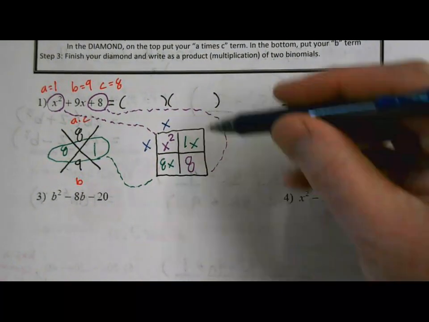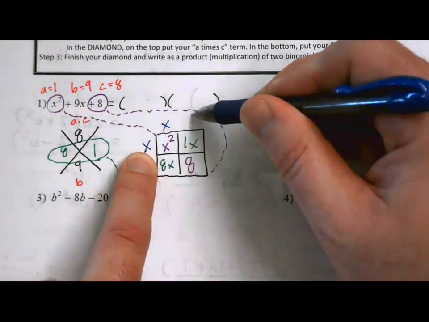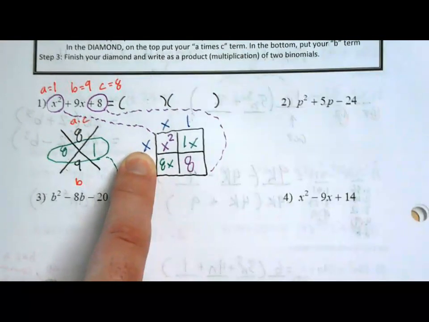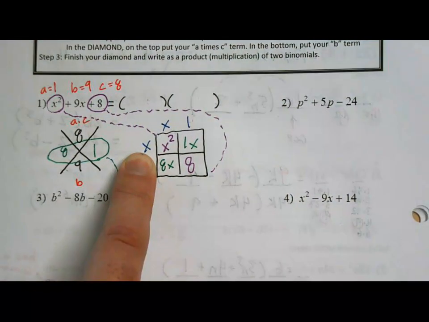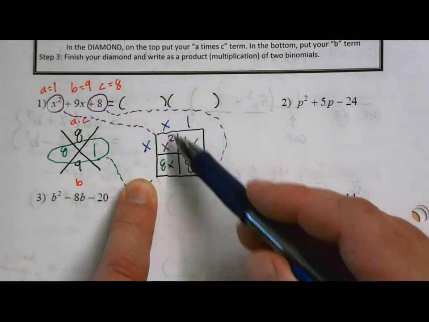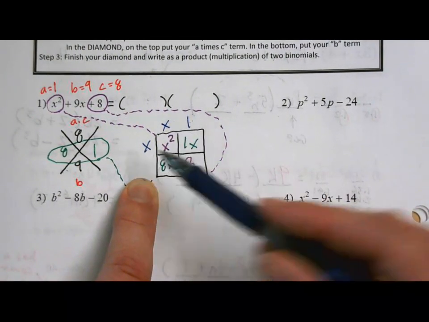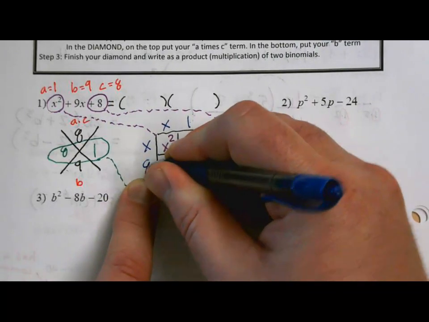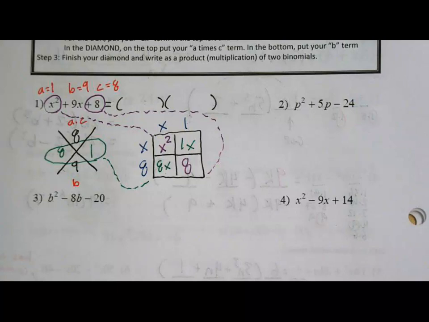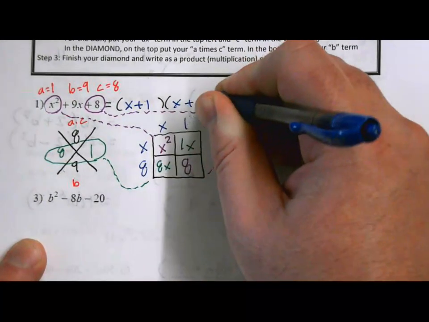All right, then I'm going to go ahead and fill out this top one. So what's going to multiply by this x out in front to get us this 1x? How about a 1? And then this space right here, this needs to multiply by this x to get us 8x. What gets us 8x? X times 8. And then that's our answer. X plus 1, x plus 8, and we're done.